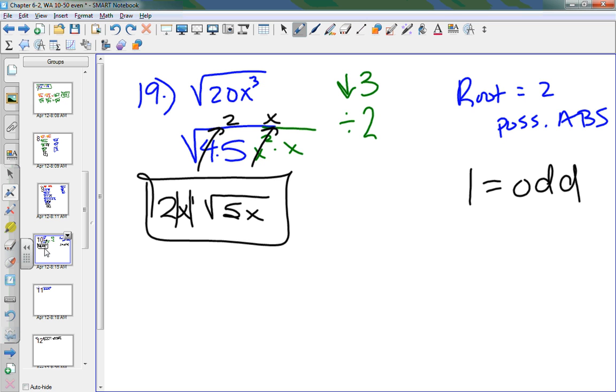Because 3 is not divisible by 2. Like all last night's homework, everything was divisible, so I got a whole number every time. Tonight's homework, you are not going to have things divisible. So you have to break it down so the parts are divisible, and then have something left over underneath.